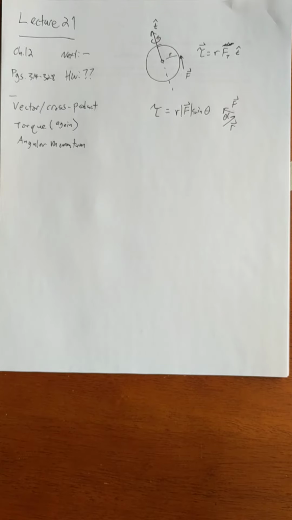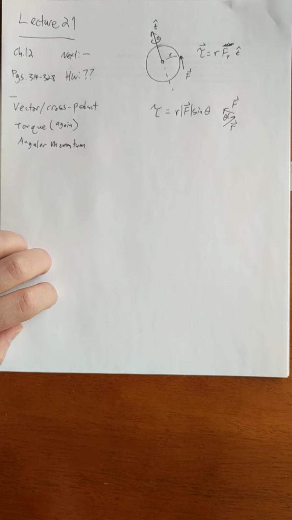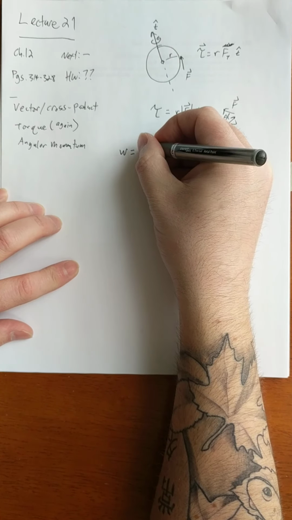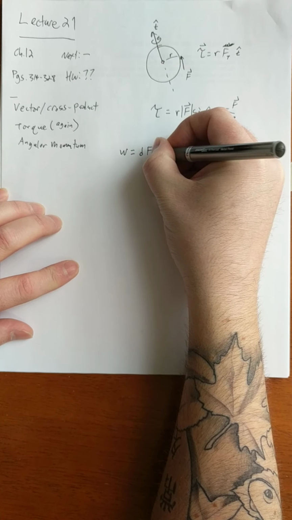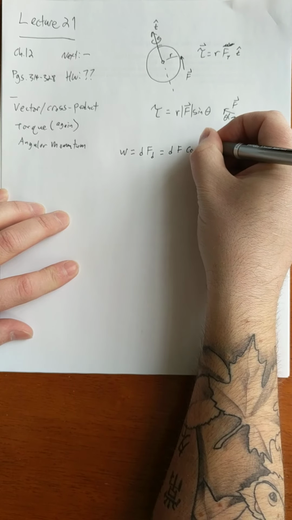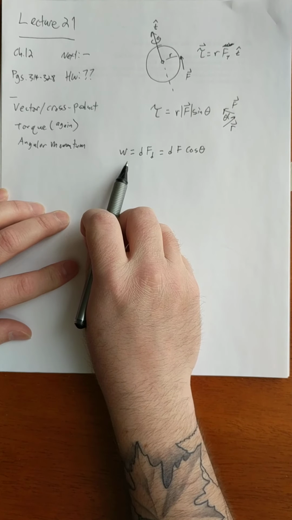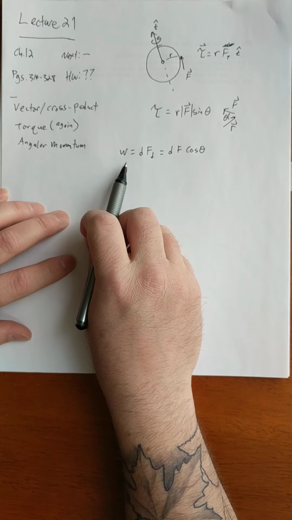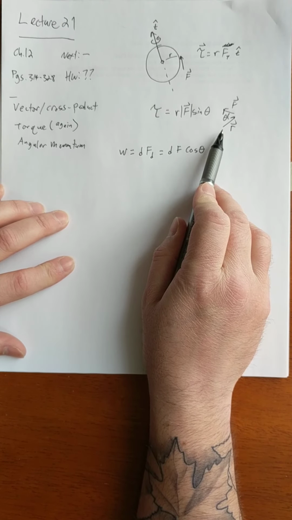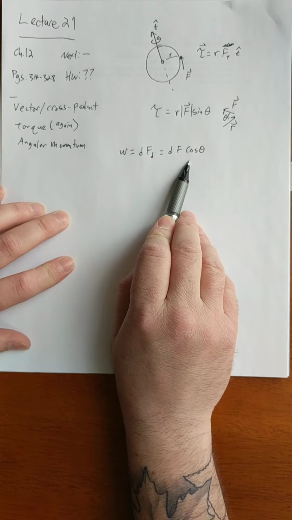So this is sort of the opposite case of what we had when we were investigating work. If you recall, when we were talking about work, we had work defined as distance times the force along that distance, which ended up being dF cosine theta. So for work, we want to be applying that force along the path the object takes to get the maximum amount of energy transfer. But for torque, we want them to be perpendicular, which is why we have a sine here and a cosine here.